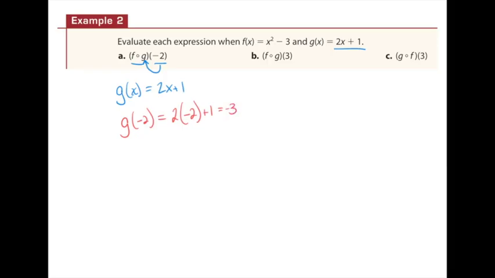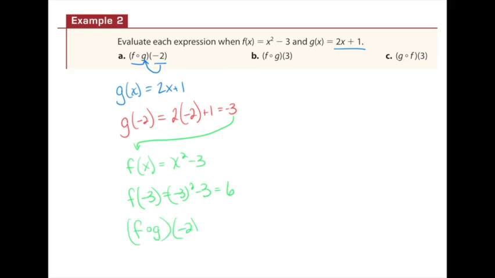Now we're going to take our negative 3 and plug it into our f function. So we're going to take this function and plug in negative 3 for x. So we have negative 3 squared minus 3. Negative 3 squared is 9. 9 minus 3 is 6. So our answer to f of g of negative 2 is going to be 6. That is our final answer for that one.